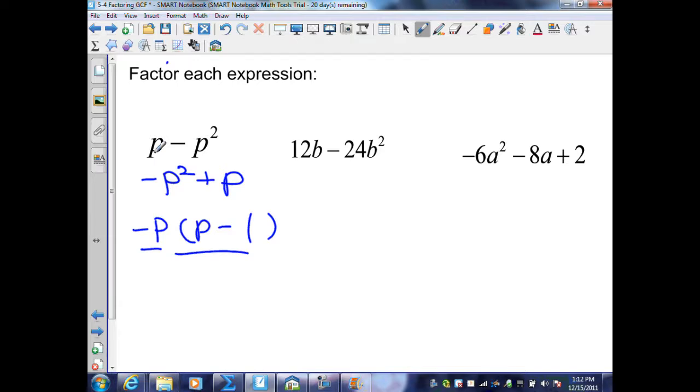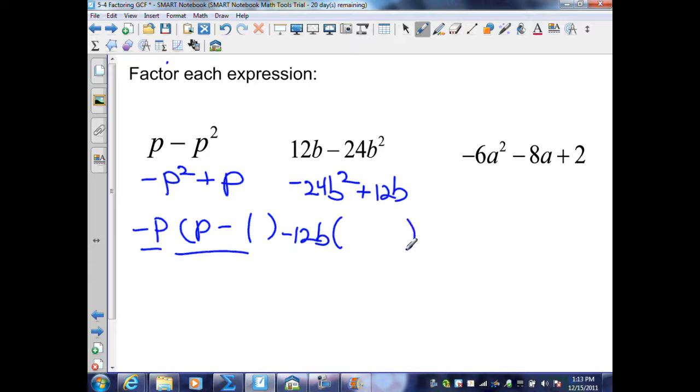Second example, again, my leading term should be first, so I'm going to switch the order, which is a negative 24b squared. This is a positive 12b plus 12b. A GCF, 24 and 12 is going to be 12. I have like terms in each. I take out the smallest exponent, which would be b to the first. My leading term is negative, so I'm going to factor a negative GCF.